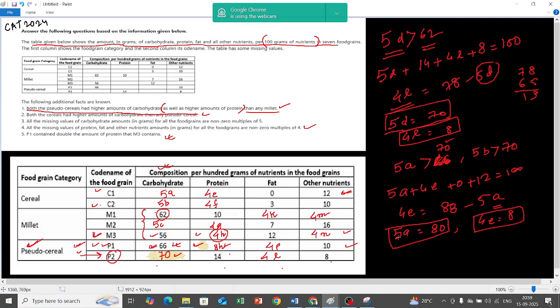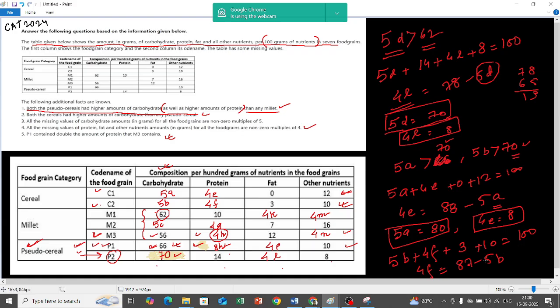Okay. Now let us take 5B. So this particular row we will take now. Here 5B plus 4F plus 3 plus 10 equals what? 100. Again 4F is equal to 100 minus 13, which is 87 minus 5B. So 4F is 87 minus 5B. 5B has to be greater than 70.